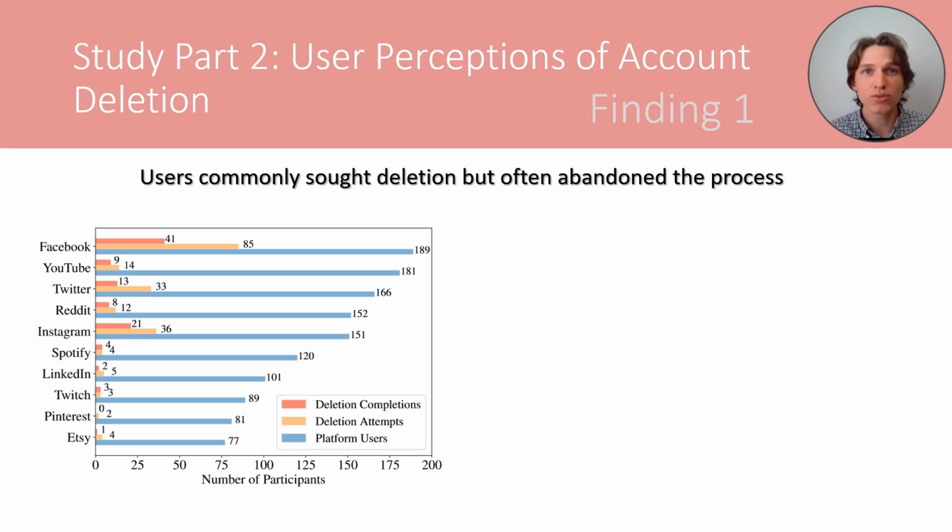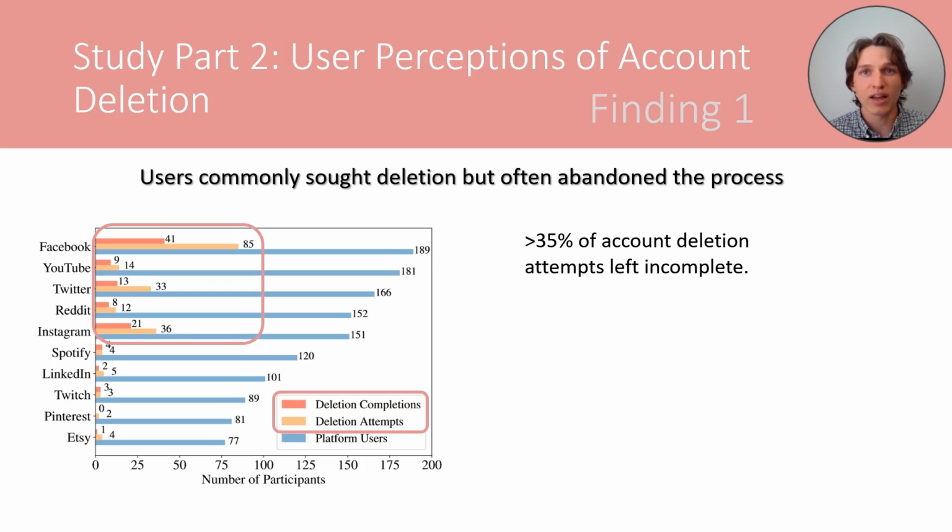We characterized user attempts to delete accounts to see what portion of deletion attempts resulted in completed deletion. While a successfully completed deletion was the most common outcome, at 64.5% of attempts, that means that over 35% of account deletion attempts did not end in a deleted account.